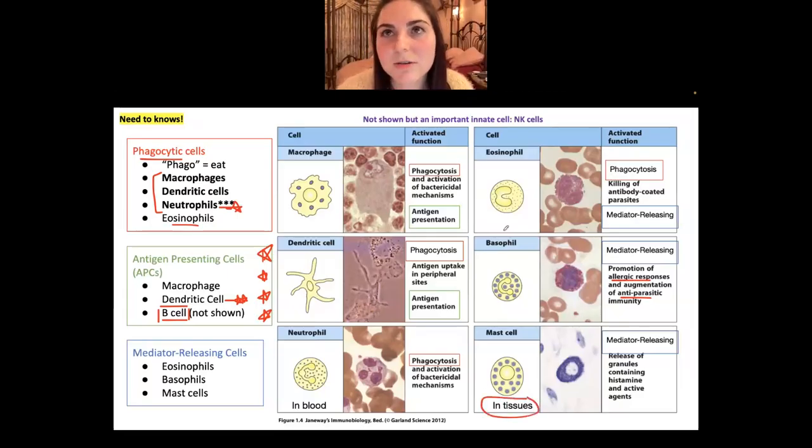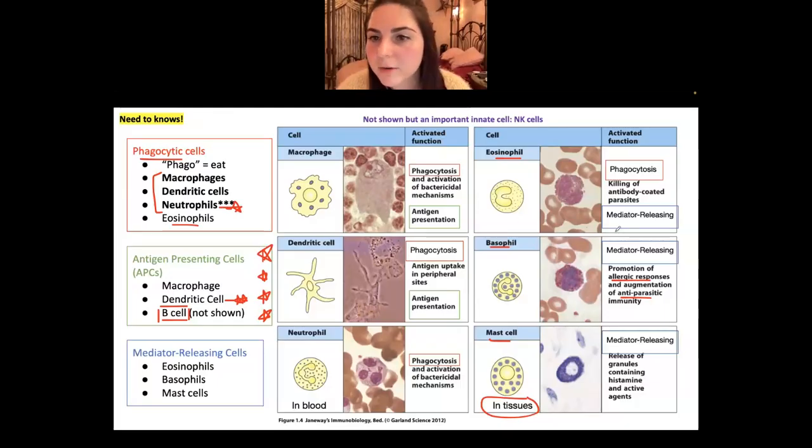There's also something that might come up: if you have asthma, you might have an elevation in eosinophils, you might have an elevation in basophils, and you might have an increase in mast cells. And sometimes they'll ask what's going to be elevated in the blood. Mast cells are not in the blood, they're only in the tissues. So that's pretty much the main distinction.